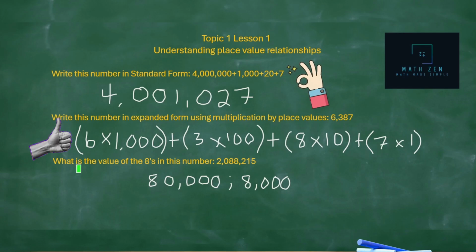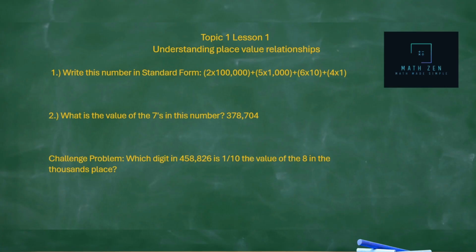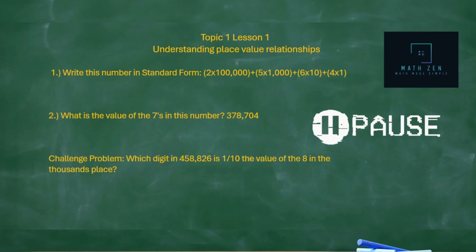And finally, you might have a question that says, what is the value of the eighths in this number? And the number is given, 2,088,215. So this 8 right here, since it's in the 10,000s place, is worth 80,000. And this 8, since it's in the thousands place, is going to be equal to 8,000. Now, on the next slide, we're going to go over several questions that I'm going to challenge you to solve on your own. All right, on this screen, you will have an opportunity to practice 3 problems here on your own. So go ahead and pause the screen now before I solve them to give yourself some time.